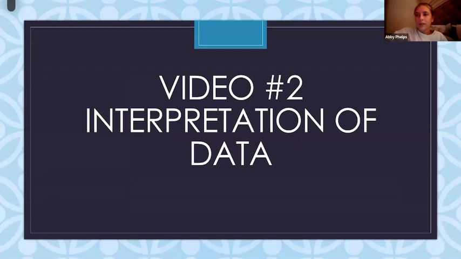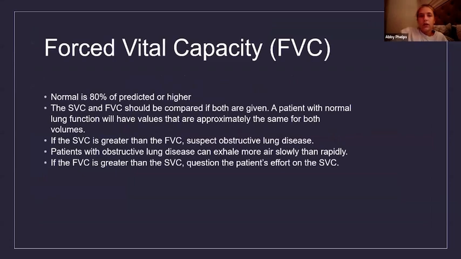This is my second video going over PFTs, and in this video, we'll be going over interpretation of data. So your forced vital capacity should be almost 80% of predicted or higher. The slow vital capacity and forced vital capacity should be compared if both are given. A patient with normal lung function will have values that are approximately the same for both volumes.